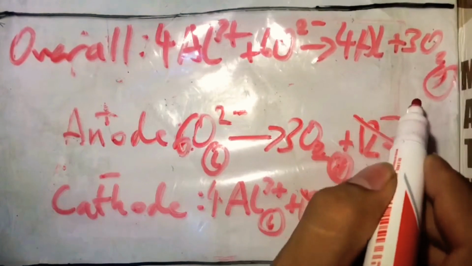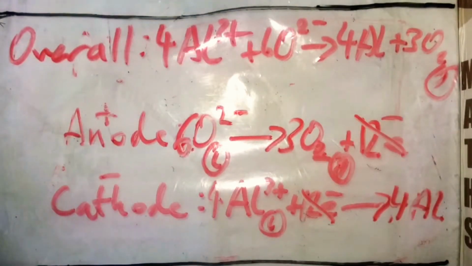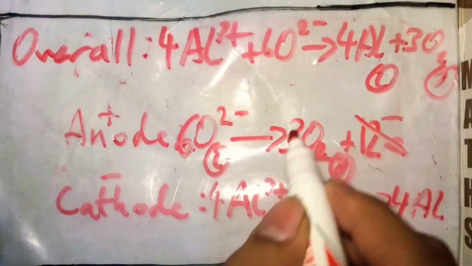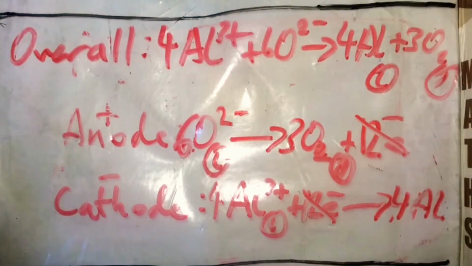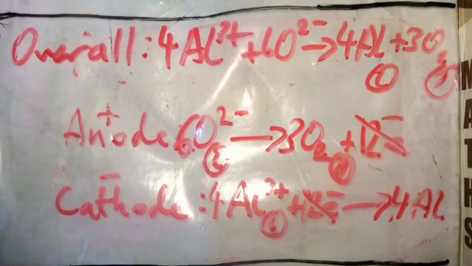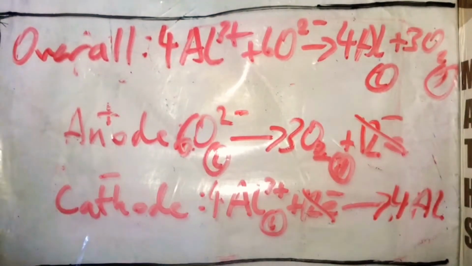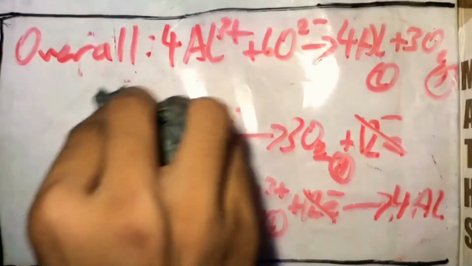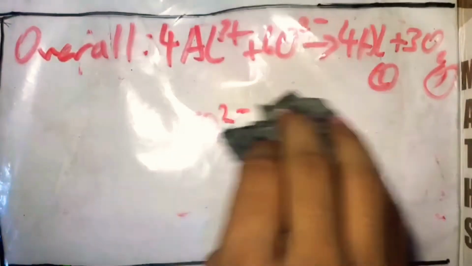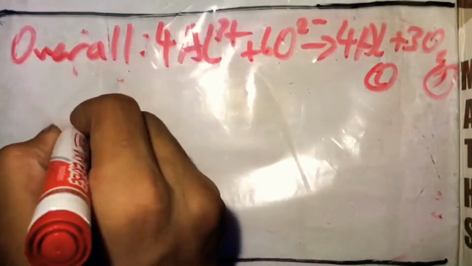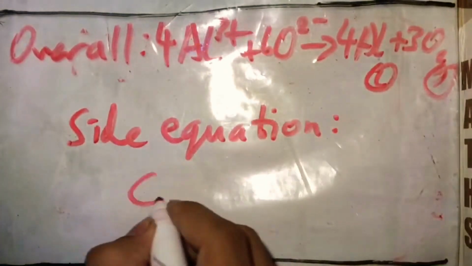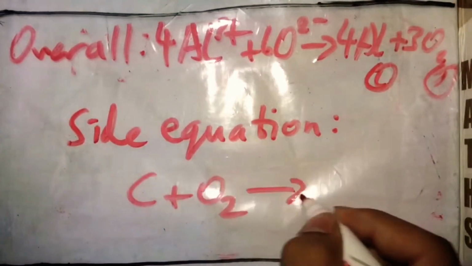Now oxygen being a gas will produce colorless bubbles of colorless odorless gas, and aluminium will form a silver deposit or a silver solution. Now over here, if we're using graphite electrodes, then the oxygen gas that is produced reacts with carbon in the presence of heat since it is molten. So at the anode there is a side equation. Oxygen produced reacts with carbon to form carbon dioxide.